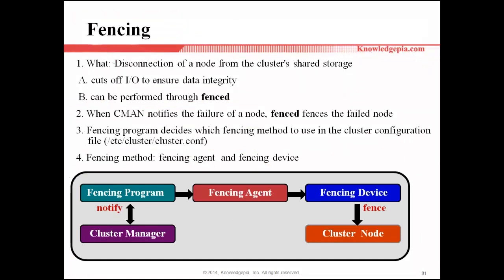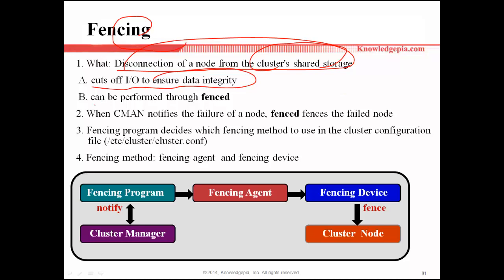Fencing, what is fencing? Fencing means the disconnection of a node from the cluster's shared storage. If one of the cluster nodes has a failure, then in this case we need to disconnect this failed node from the cluster shared storage. In this case we can use fencing. So cut off input output to ensure data integrity, and fencing can be performed through the fence daemon. So we have to start the fence daemon if we want to use the cluster service. Maybe if you start the cluster manager, then the cluster manager will also call this daemon as well.